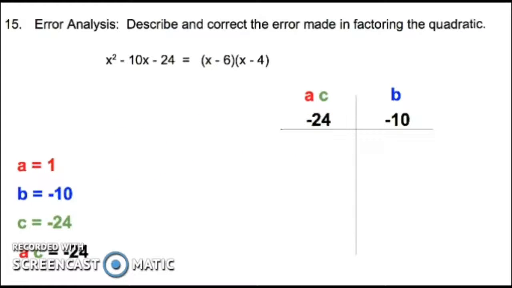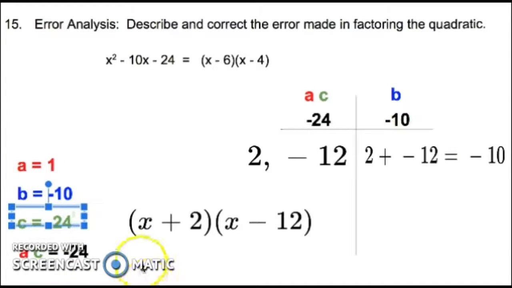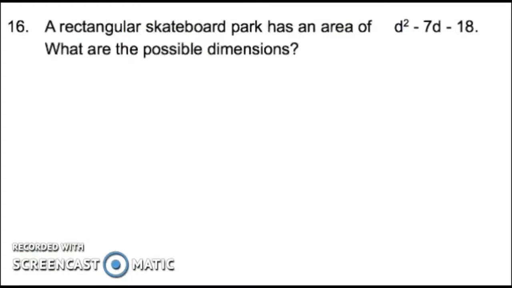The numbers we have to use are going to be 2 and negative 12. Okay, so 2 times negative 12 is negative 24, 2 plus negative 12 is negative 10. So then that would mean, because A is just 1, no grouping needs to be done, I'll just write x plus 2 times x minus 12 as my answer. Okay, that's number 15. So we're going to say the error is they used the wrong factors, and this is the correct answer.